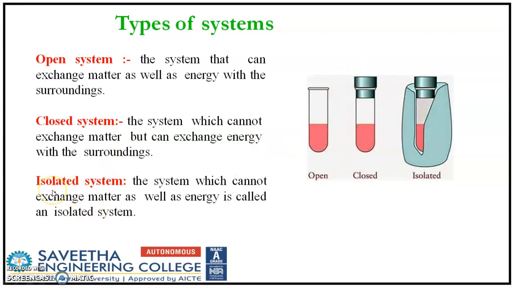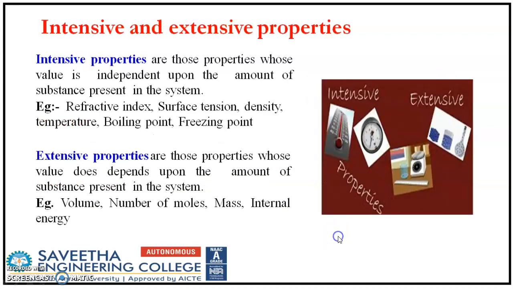The third system is an isolated system. The system which cannot exchange matter as well as energy is called an isolated system. See, again, the same mom is giving coffee in a flask. If she gives coffee in a flask, it won't exchange the aroma, that is the matter, and the heat energy with the surroundings. So that is an example of an isolated system. So there are three types of systems: open, closed, and isolated.